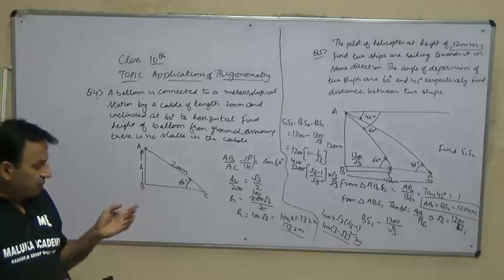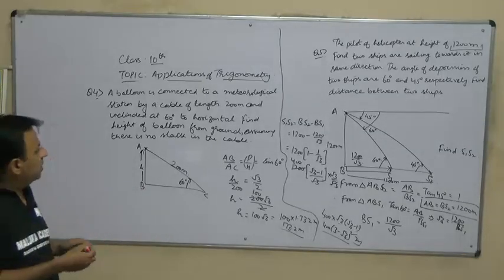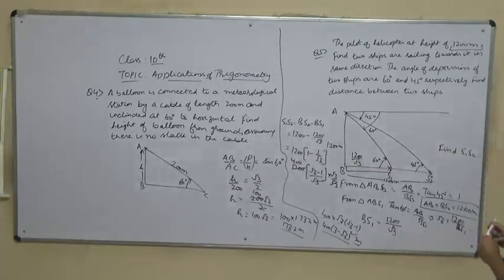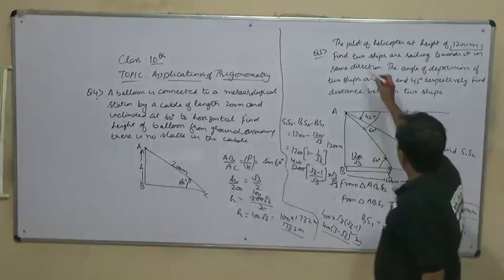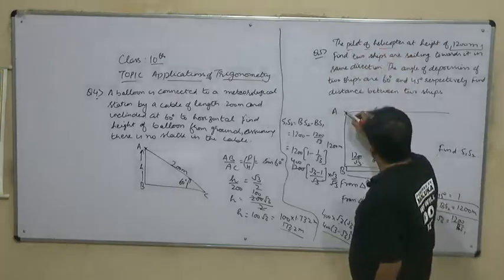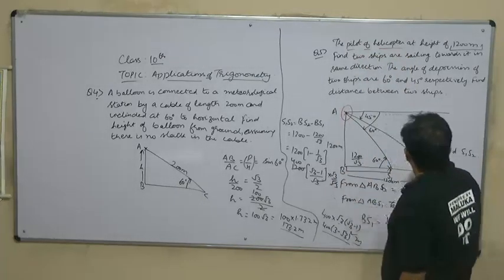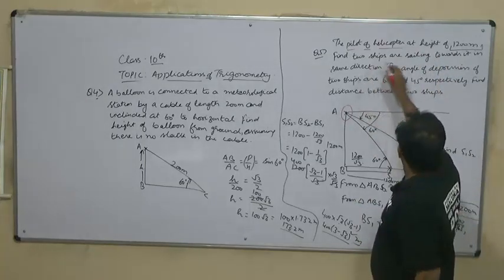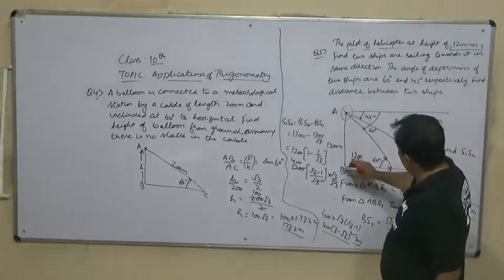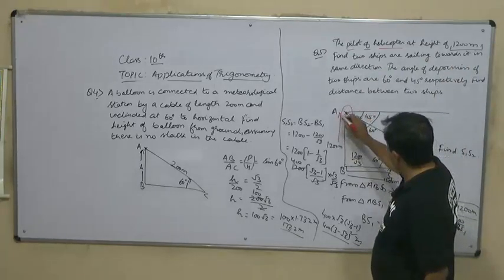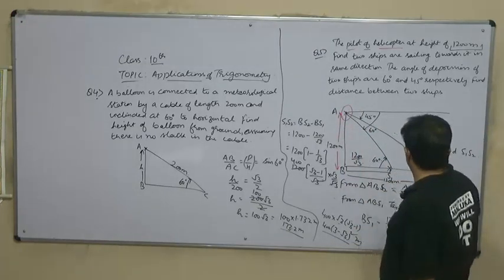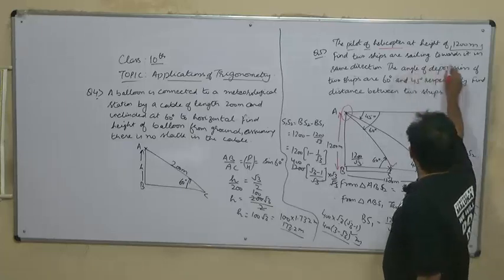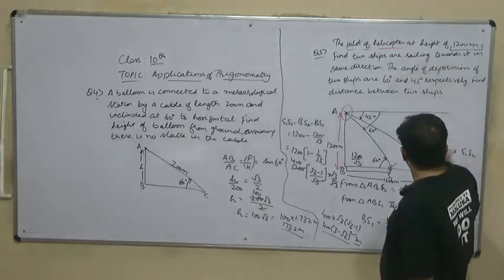Okay, first I will explain this part again, because it has certain complicated parts. The pilot of a helicopter, so this is the pilot of the helicopter, observes from a height of 1200 meters. From the ground this height is 1200 meters. He observes two ships, S1 and S2, moving towards it in the same direction.